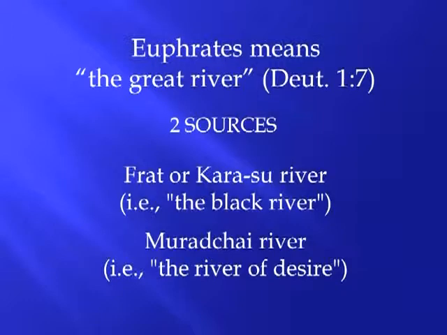The first is called the Black River. That's its real name, and that's what its interpretation is. It's called the Black River. The second source for the Euphrates River is the River of Desire.